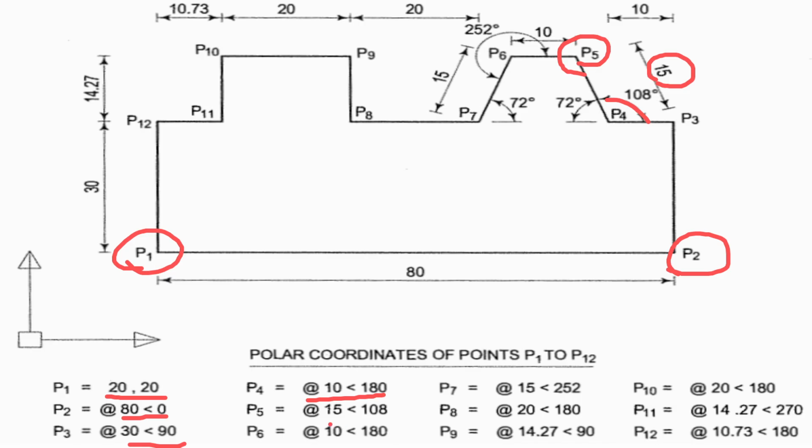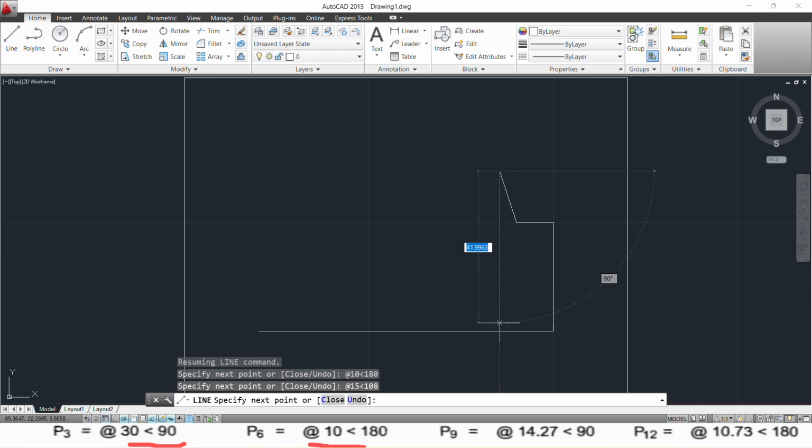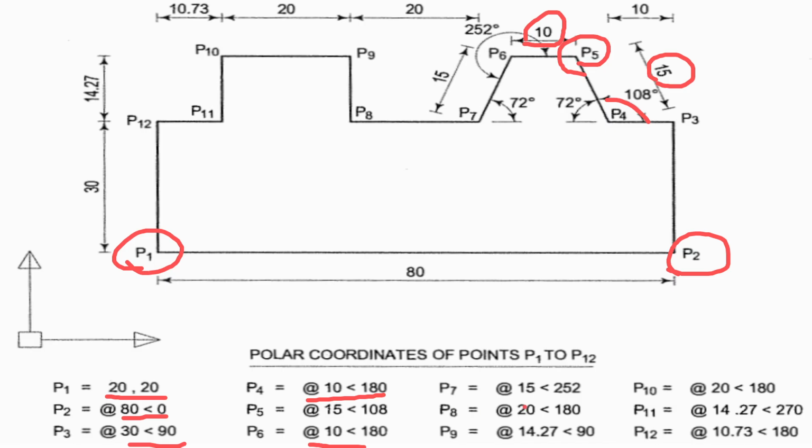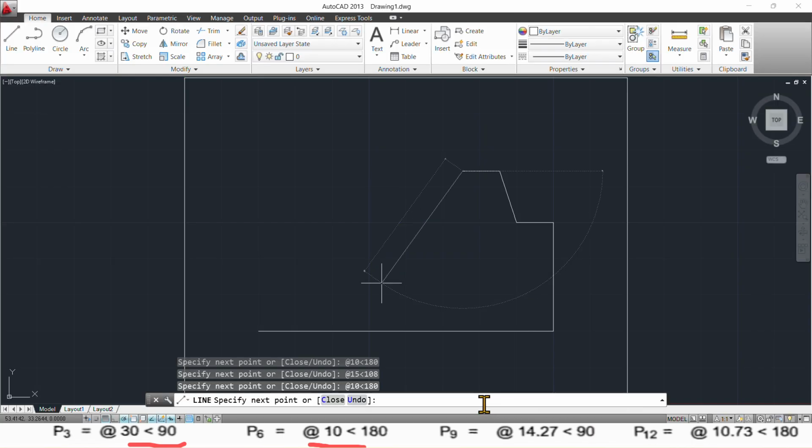Next, if I see P6, P5 to P6 is 10 and the angle is 180 degrees. I will be using the value here, at the rate 10 less than 180 degrees. You can see a horizontal line was constructed. Next, if I see P7, P7 is at the rate 15 less than 252. Enter. You can see a downward inclined line was constructed.